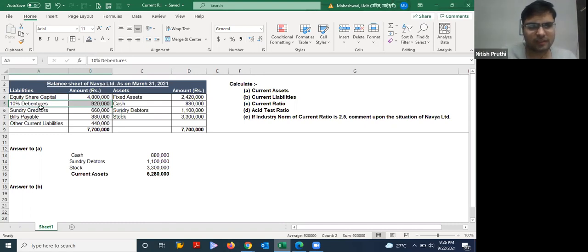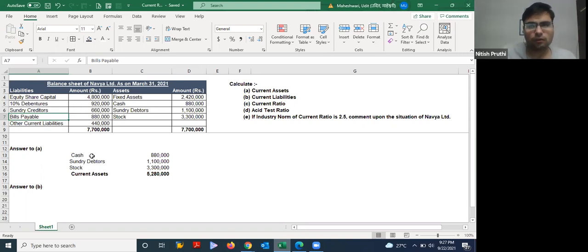So let's see, we have sundry creditors. These are your payables, trade payables, which are generally expected to be paid in a shorter period of time as per the operating cycle of the business. Then we have bills payable similarly, and other current liabilities. Bills payable, since no clarification is given, we'll assume them as short term. Accordingly, we have three current liabilities, particularly sundry creditors, bills payable, and other current liabilities.